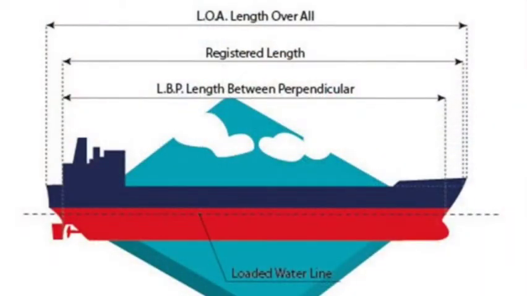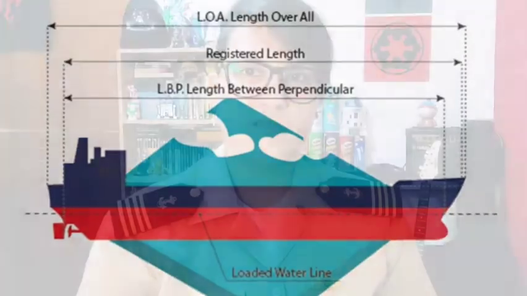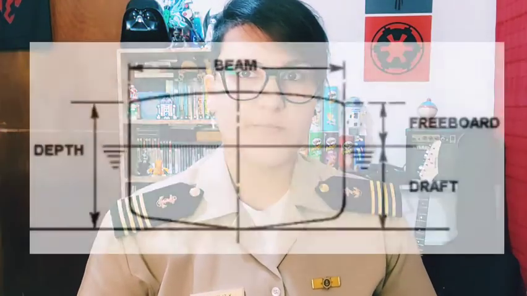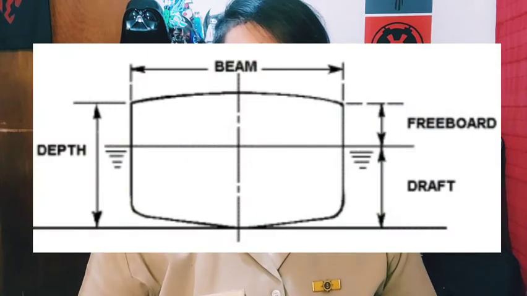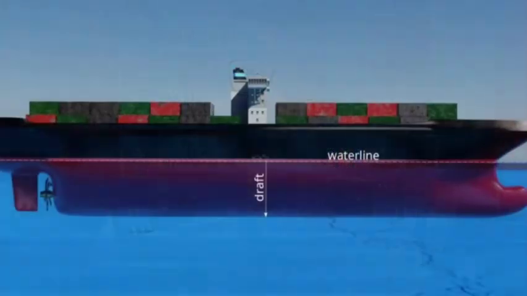There are three types of length: length overall, register length, and length between perpendiculars. Beam is the width of the hull measured from the starboard to the port side at its widest point. Other measurements are depth, freeboard, and draft. These are vertical distances. The water lines are the light water line and the deep water line. The ship's loading conditions define them.